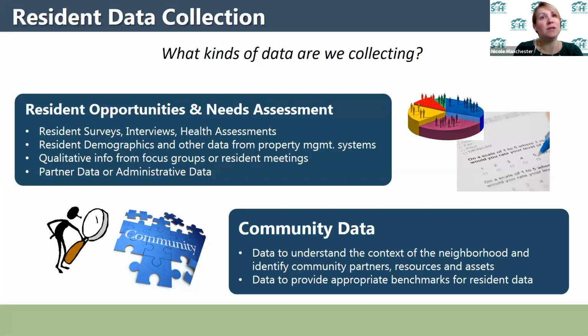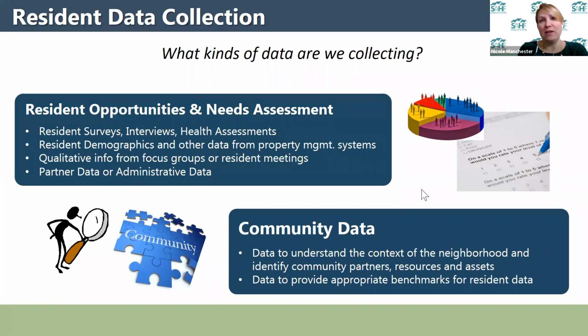Could include focus groups or resident meetings that you're able to categorize and code to get information across properties from those. Could also include partner data. If you have a partner that's coming and doing services and collecting its own data, you might be able to create a data sharing agreement with that organization to maximize that relationship. Or could include administrative data if you're able to work with a school district, for example, and set up a data sharing agreement with them and get that sort of data.